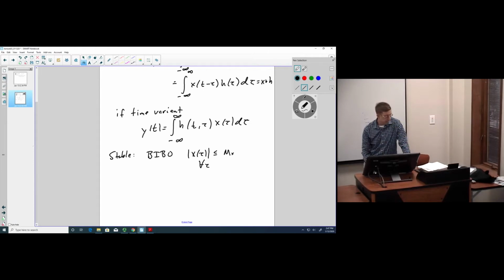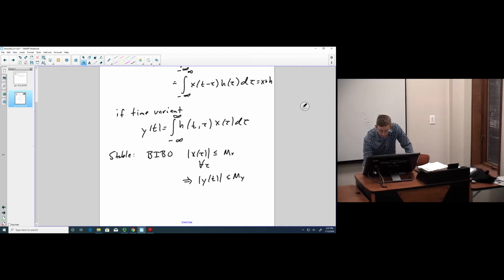If my input is bounded, that implies, and that's what I mean by the arrow, that my output is also bounded, M sub y for all t, less than infinity, then we call it a BIBO stable system. So bounded input implies a bounded output. That's what we mean by a BIBO stable system.